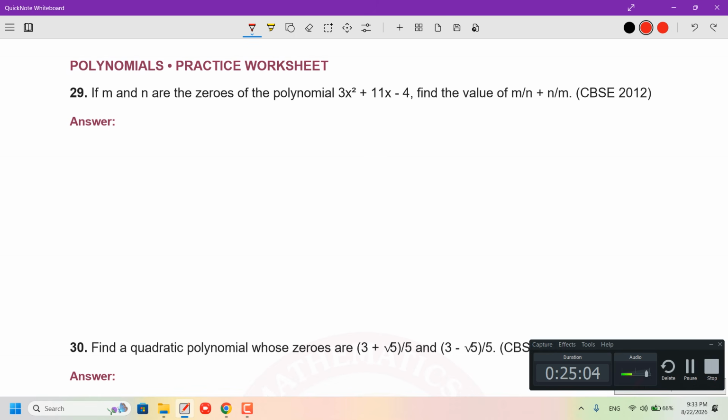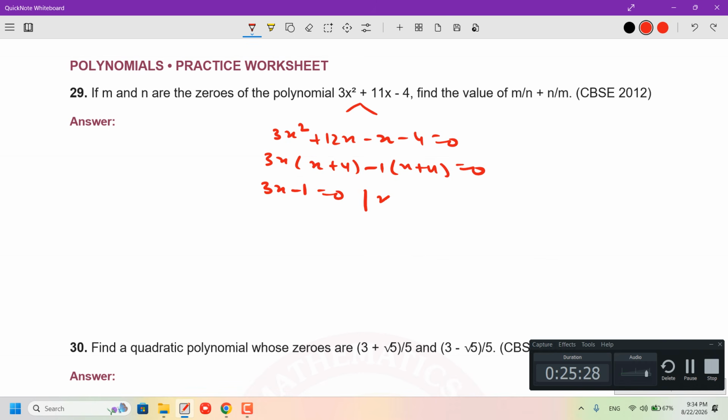M and n are the zeros of the polynomial. Find m and n, the zeros of the polynomial, means split the middle term. 3x square plus 12x minus 4 equal to 0. Take 3x common, x plus 4 minus 1 is common, x plus 4 equal to 0. So 3x minus 1 equal to 0 and x plus 4 equal to 0. So x equals 1 by 3 and here x equals minus 4. So the value of m is 1 by 3 and n is 4.